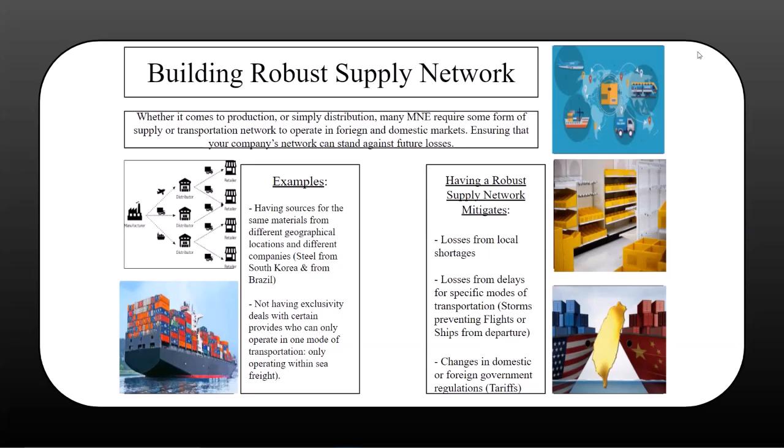Having a robust supply network helps mitigate losses from local shortages, losses from delays for specific modes of transportation, for example, storms preventing flights or ships from departure, and changes in domestic or foreign government regulations, such as tariffs.